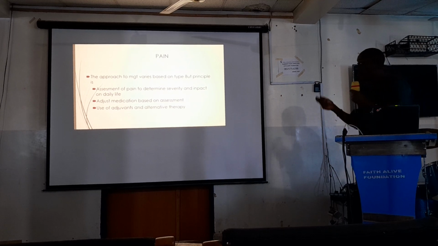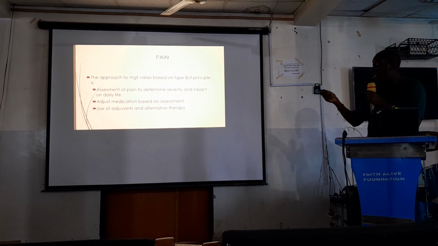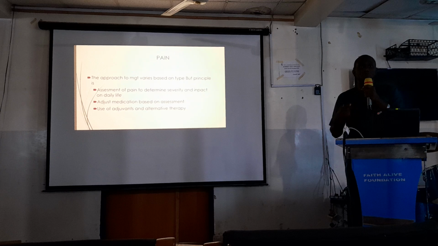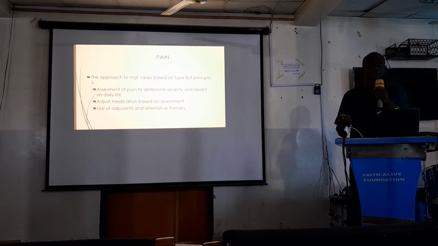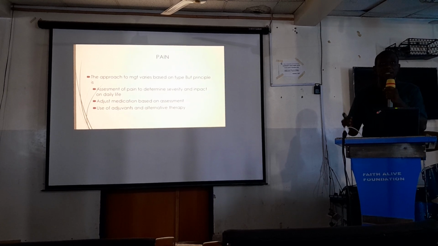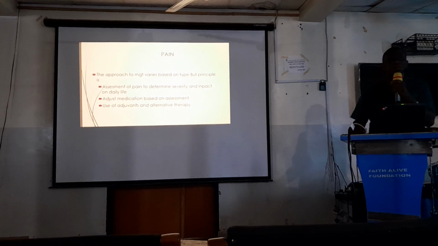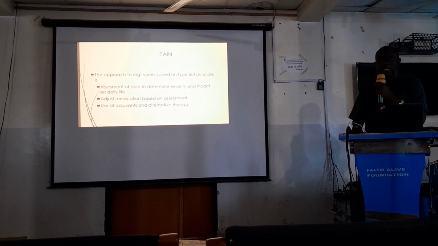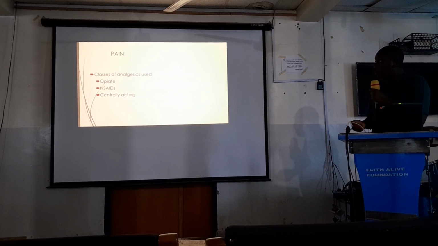So we adjust medications as needed, and then we use adjuvants. We talk about neuropathic pain, right? Neuropathic pain will not respond to NSAIDs and all that, so we use other medications: gabapentin, tricyclic antidepressants, neurovites, and all that. Those improve nerve health and then improve symptoms of the neuropathic pain.